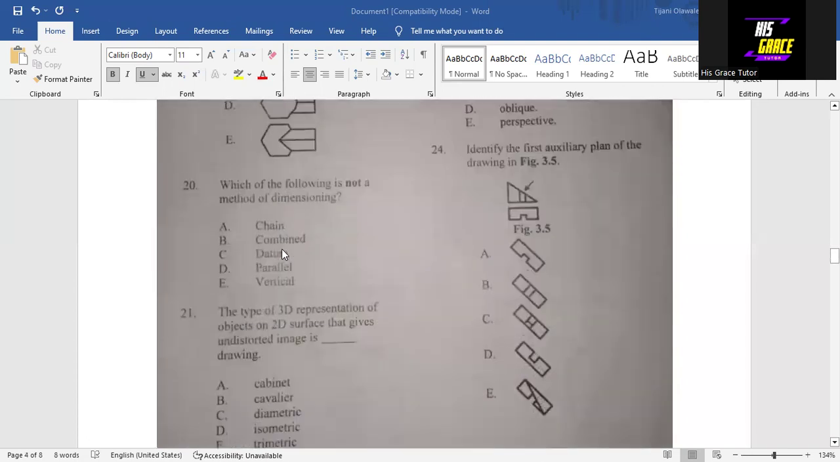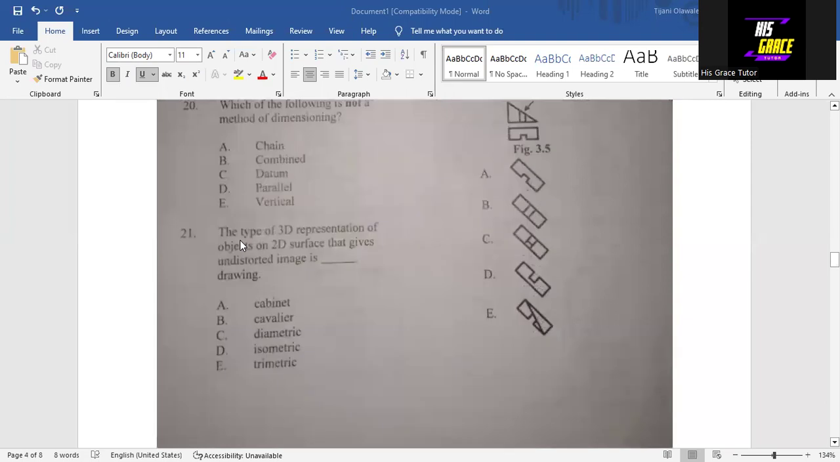Then question 20 says, which of the following is not a method of dimensioning? Combined, which is option B, is the answer to that question. Then question 21, the type of 3D representation of objects on a 2D surface that gives undistorted image is dash drawing. So the answer is isometric drawing.